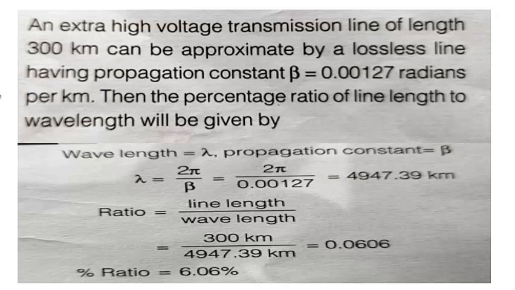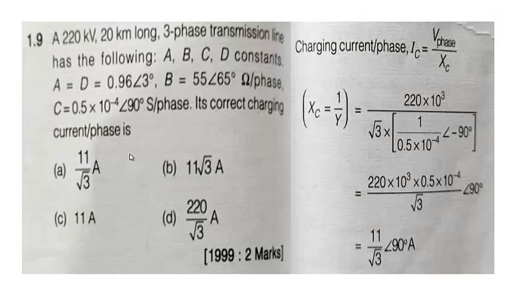This is very simple. I think I have shown you in the class, or I had given it to you as an assignment. So this is how you can calculate the ratio of the wavelength to the length of the line. Now one more question, which is very simple, is based on the ABCD parameters of a transmission line. A 220 kV 20 kilometer long three-phase transmission line has the following ABCD parameters.